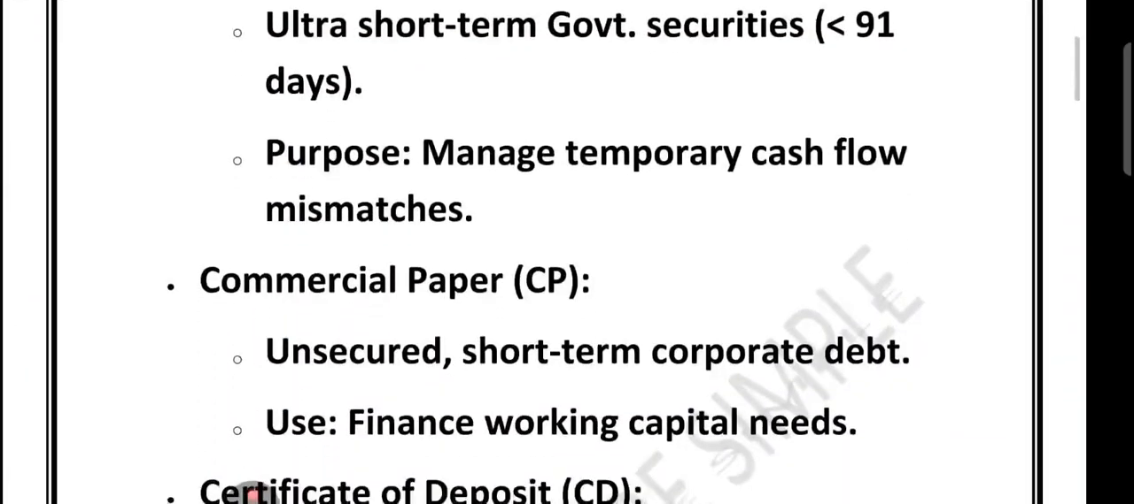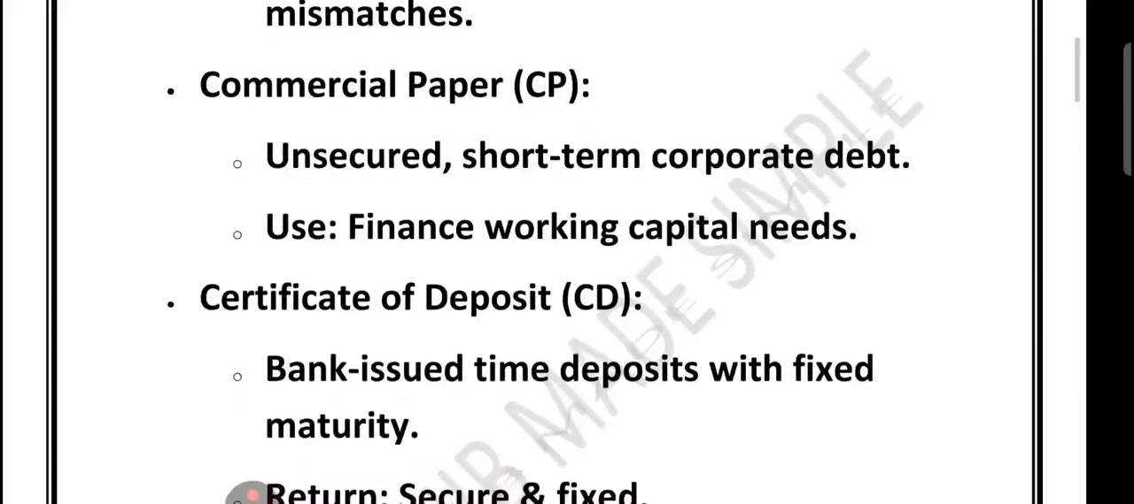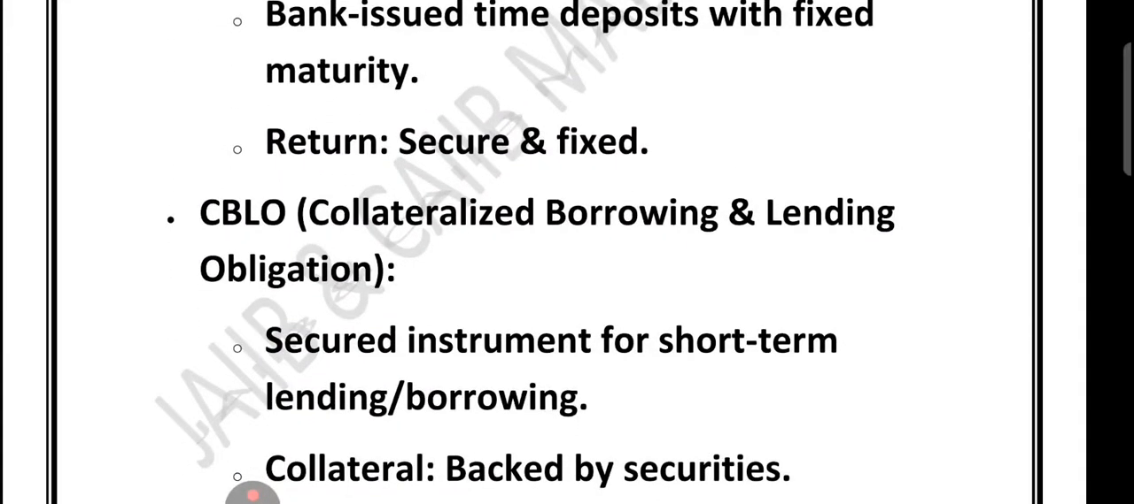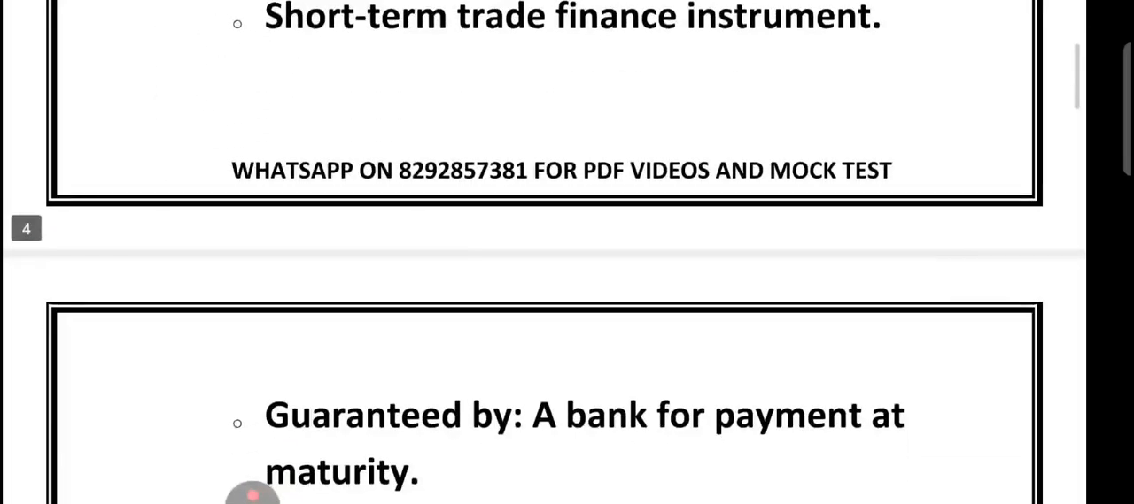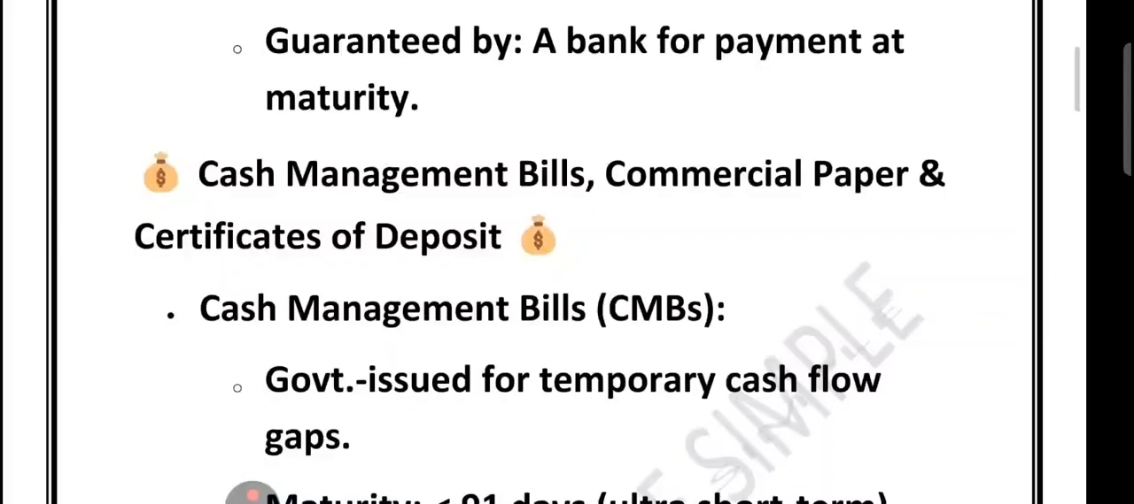Commercial paper, I told you that they are corporate short term borrowing. CD, they are bank issued fixed deposits with maturity. CBLO, they are secured borrowing or secured lending with collateral. And bankers acceptance, they are a bank guaranteed trade finance tool. Right, these are the key points which we have covered.